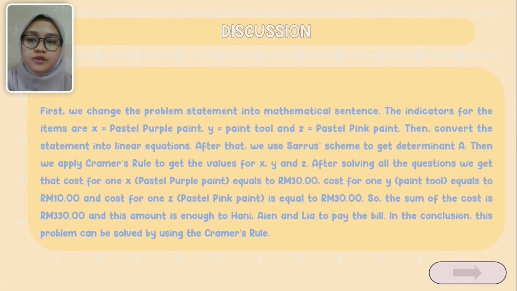Okay, next is the discussion. First, we change the problem statement into mathematical sentences. The indicators for the items are x, pastel purple paint, y, paint tool, and z, pastel pink paint. Then we convert the statements into linear equations. After that, we use Sarrus' scheme to get determinant A. Then we apply Cramer's rule to get the values for x, y, and z. After solving everything, we get that the cost for 1 x equals 30 ringgit, the cost for 1 y equals 10 ringgit, and the cost for 1 z equals 30 ringgit. So the sum of the cost is 330 ringgit, and this amount is enough for Hani, Ain, and Elia to pay the bill. So in conclusion, this problem can be solved by Cramer's rule.